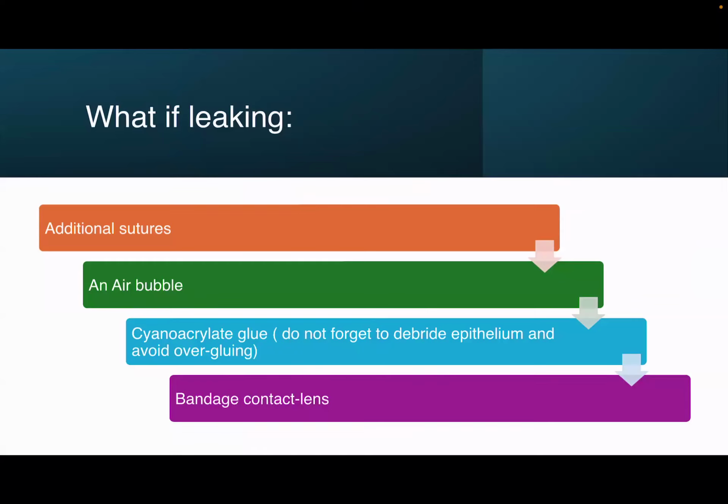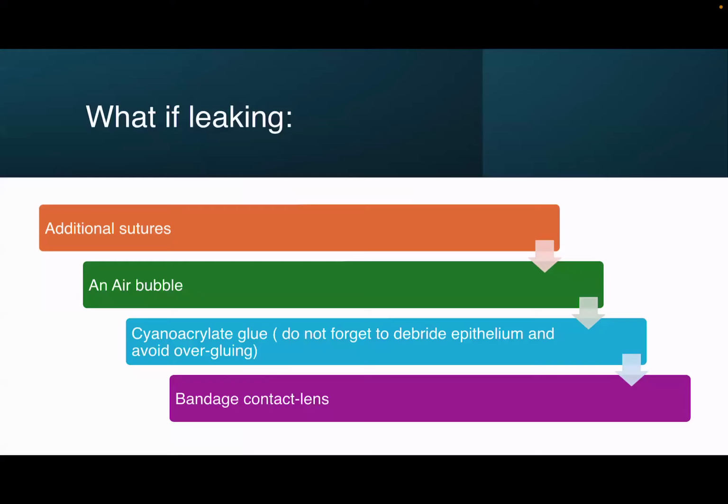What if the leaking is continuous? Additional sutures can be applied. Air bubble, as I mentioned, 30% of the anterior chamber can be filled with the air bubble. And you can apply cyanoacrylate glue.